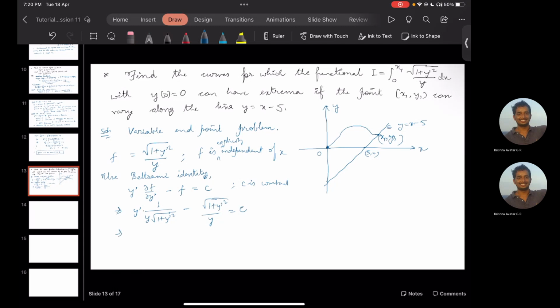Okay, and then what we do is let's take 1 by y common. Then we have y prime squared divided by root over 1 plus y prime squared minus root over 1 plus y prime squared equal to a constant, and this comes out to be minus 1 divided by y into root over 1 plus y prime squared is equal to a constant. And then we can take the negative to the other side, so this will also be called c, just because this constant needs to be determined eventually. And then y into root over 1 plus y prime squared is equal to c; squaring both sides, we have y squared into 1 plus y prime squared is equal to c squared.